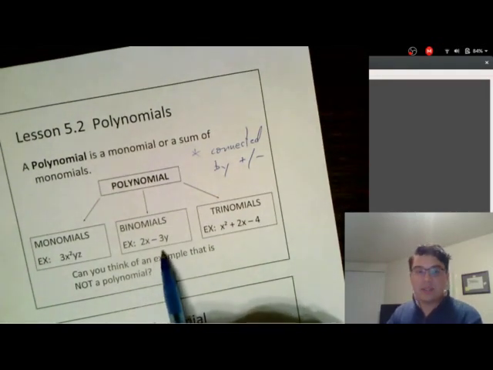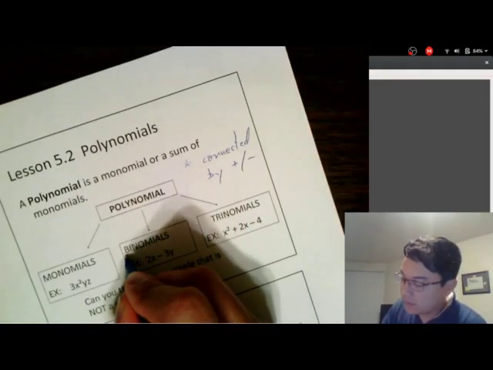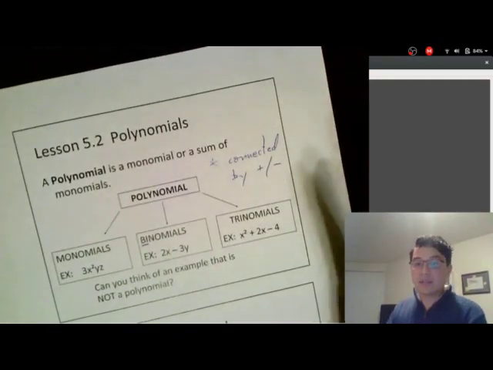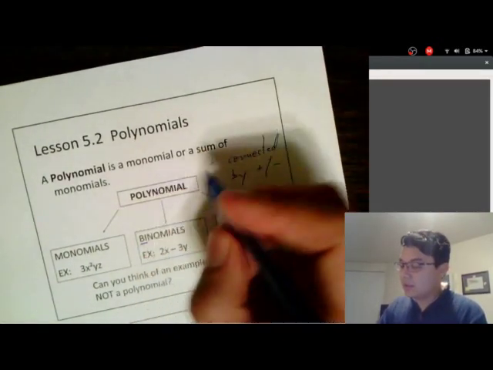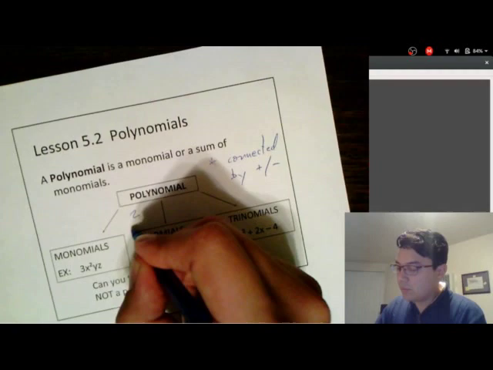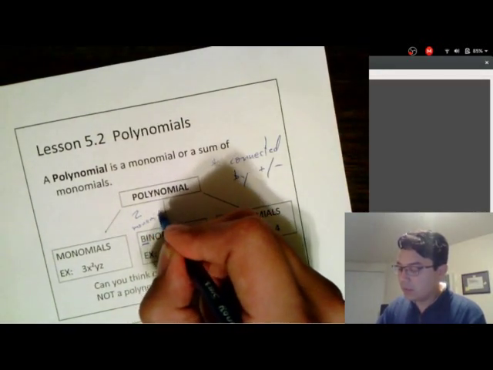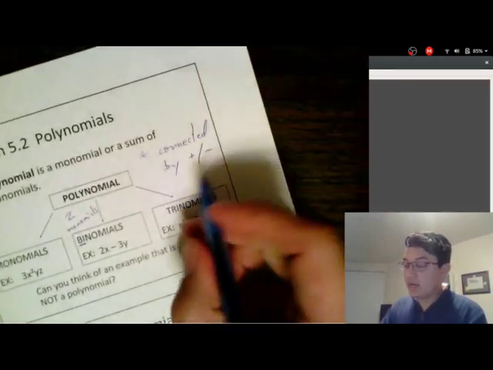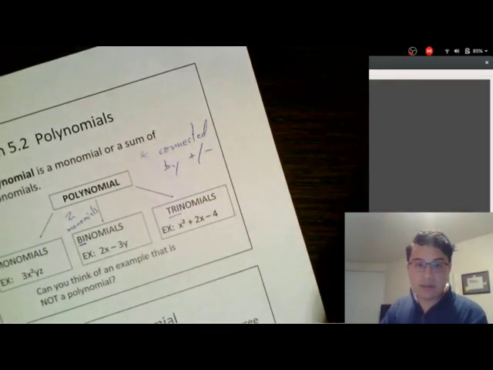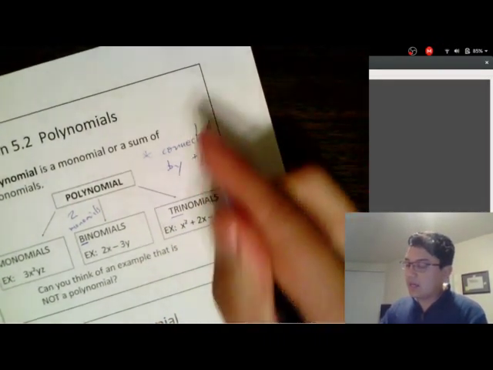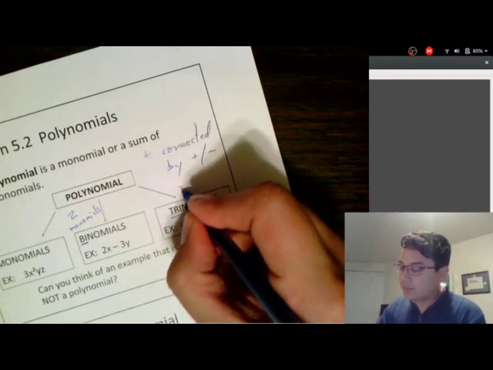This one is specifically what we call a binomial. Binomial, like bicycle, means 2. So there's specifically going to be 2 monomials here. Okay, this one's a trinomial, tri being 3, like triceratops. So this is going to have three monomials.